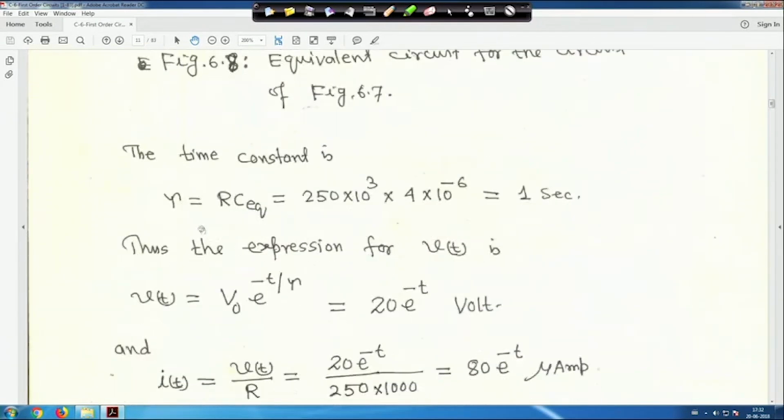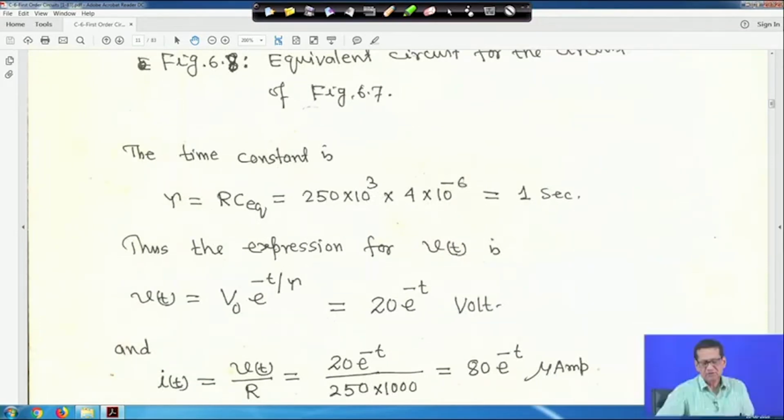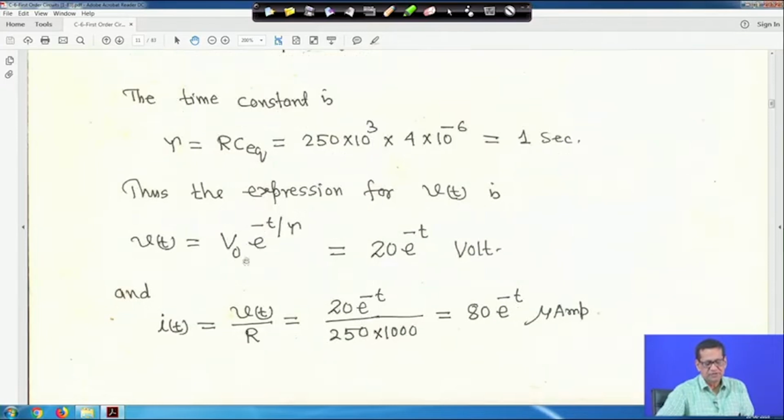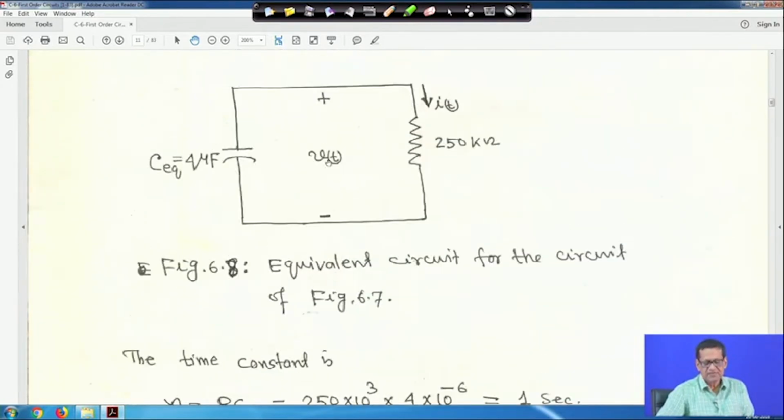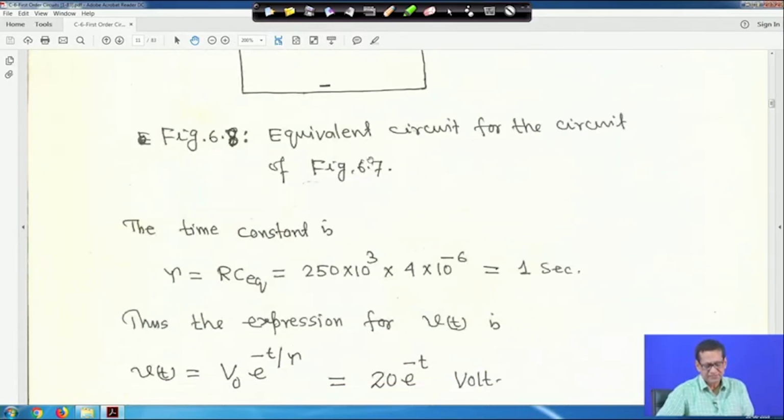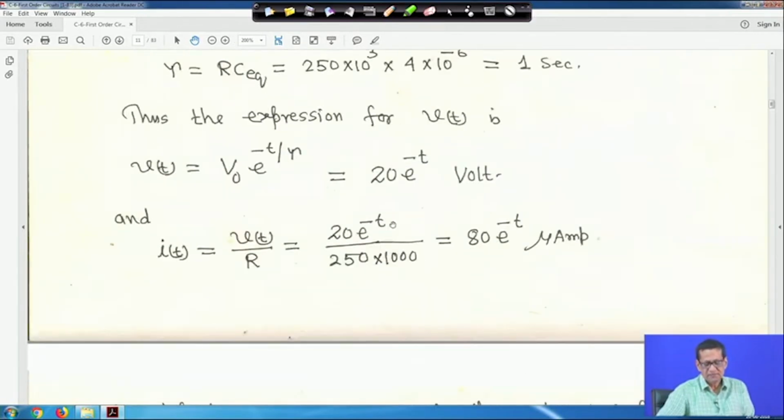Now, the time constant tau is equal to Req times Ceq: 250 into 10 to the power 3, since it is kilo ohm, converted into ohm, into 4 into 10 to the power minus 6, 4 microfarad. So, that is 1 second. Thus, the expression for Vt, we know, is V0 e to the power minus t upon tau. So, it is 20 e to the power minus t volt. Then it is from this circuit simply Vt upon R, as we have seen earlier. So, it is 20 e to the power minus t by 250 into 1000. So, 80 e to the power minus t microampere, right.